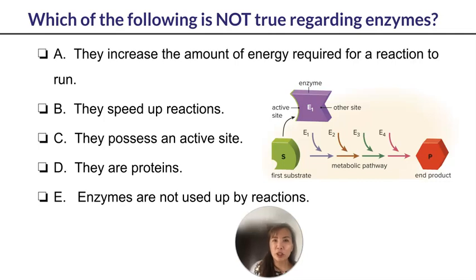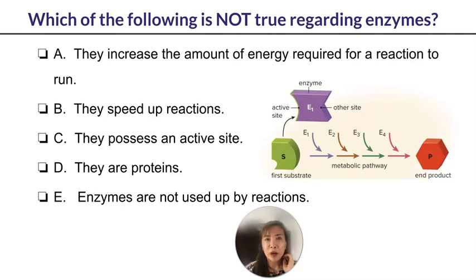So let's answer this question right here. Which of the following is not true regarding enzymes? Taking a look at our graph on the picture here on the right, is it because they: A, increase the amount of energy that's required for a reaction to run; B, they speed up the reaction; C, they possess an active site; D, they are protein; and E, enzymes are not used up by the reaction. Take a moment and think which one is not true.